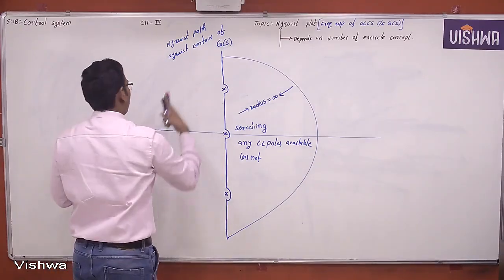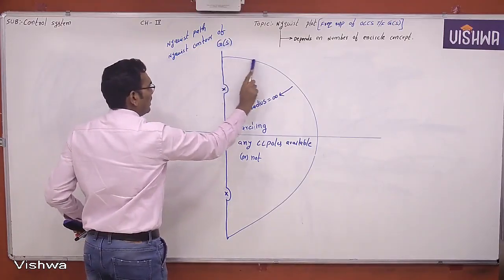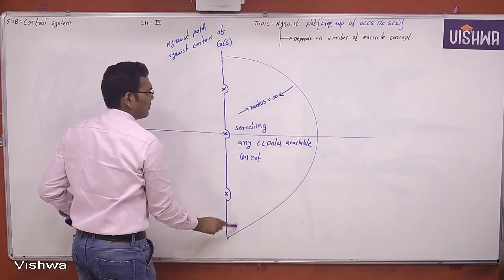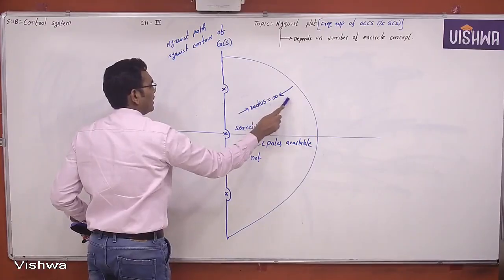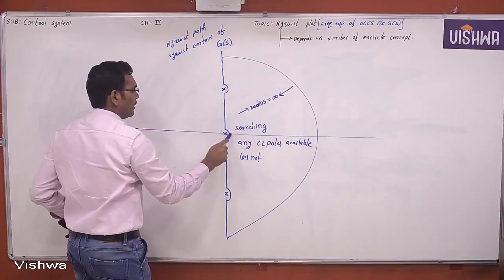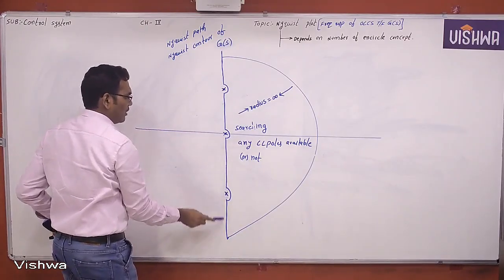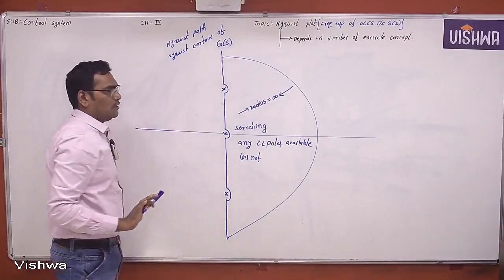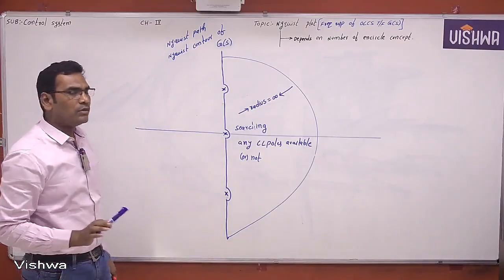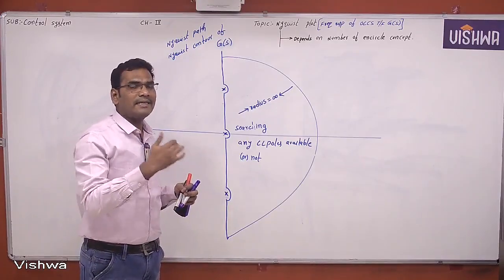This is the Nyquist path. Listen carefully. This is the Nyquist path or Nyquist contour, which will cover the entire right hand side of the S-plane, such that the semicircle radius is infinity, and the path does not include the poles of the open loop transfer function which lie on the imaginary axis. Students, do you understand or not? So the Nyquist plot is always a right hand sided analysis.